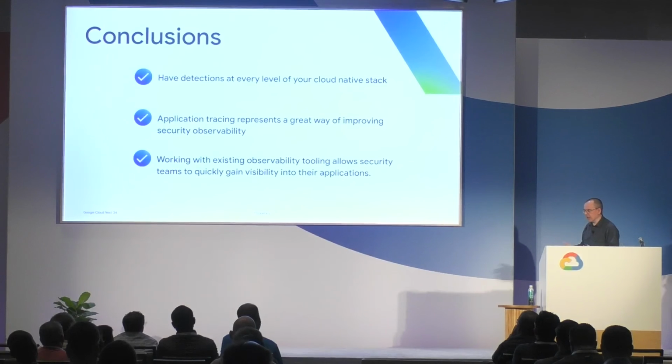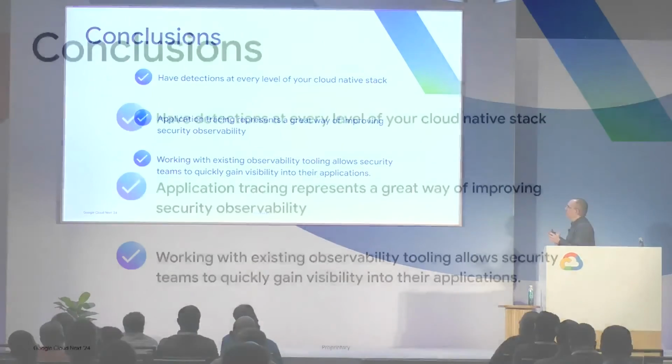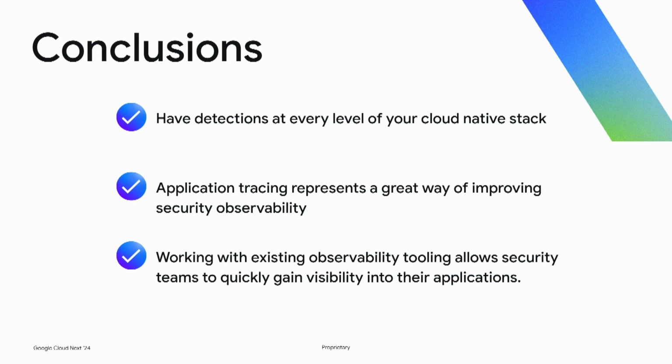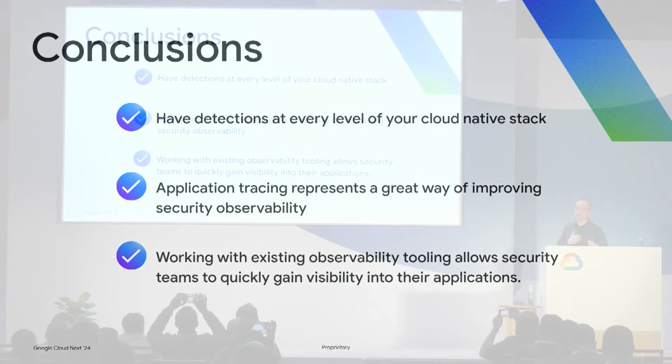So, conclusions, to bring this all together. Cloud-native security observability is hard. We've got more and more systems, and more and more places we need to add detections. I think, however, that if you've got detections at every layer of your cloud-native stack, you get quite a few opportunities to detect attackers at each stage of what they're trying to do. And the more detections we have in place, the harder their job, because they've got to avoid us every single time.